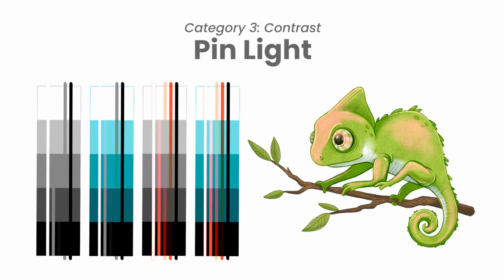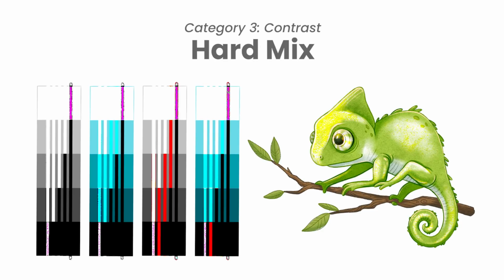With pin light, this is where things are starting to get weird. Essentially, this blending mode is combining both darken and lighten, which means your midtones are going to start being removed. It's mostly going to be focusing on super bright and super dark colors with weird blending in between. Now, speaking of weird, hard mix is probably the weirdest of all the blending modes in the contrast category, because the result is either going to be white or black or one of the 6 primary colors, so red, blue, green, yellow, cyan, and magenta. That's it. You just have 8 different options for hard mix.